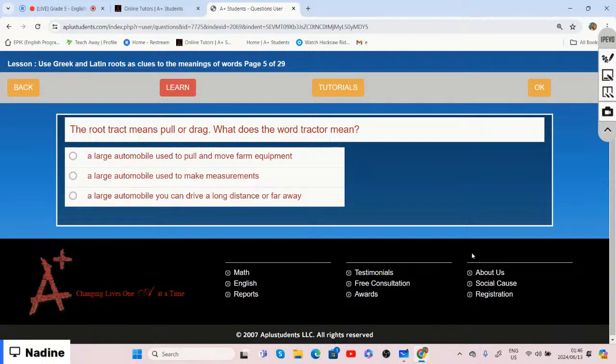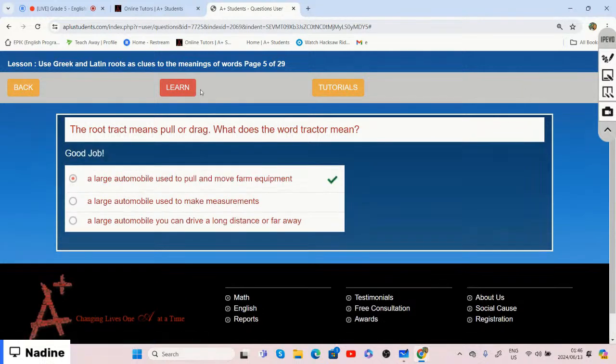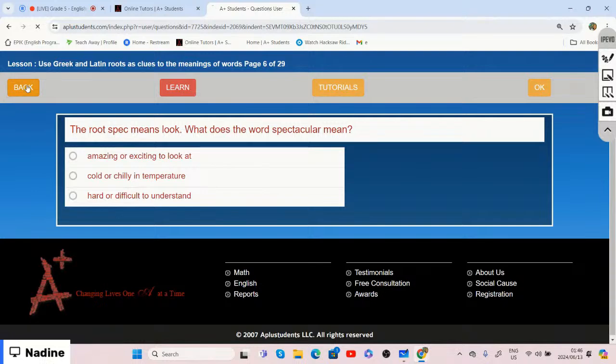All right. And if we were to choose the correct option, then we will say a tractor is option one, which is a large automobile used to pull and move farm equipment. And it takes us back to our root, which is tract, and it means to pull or to drag things, right? So tractor is option one. So well done. That is correct.